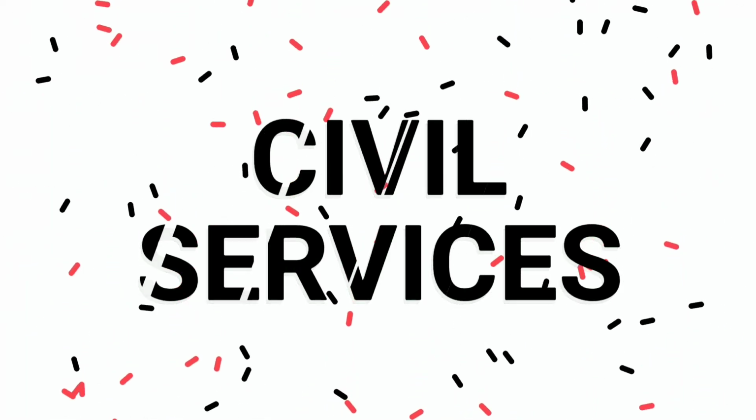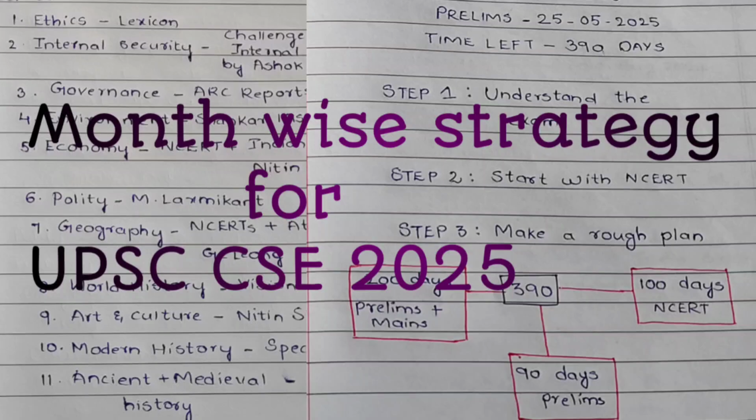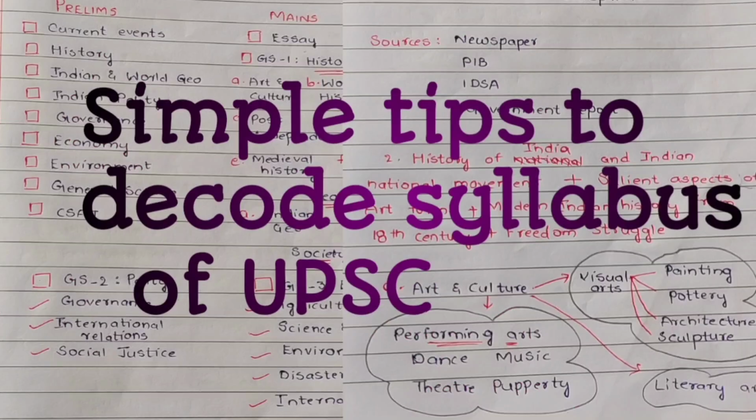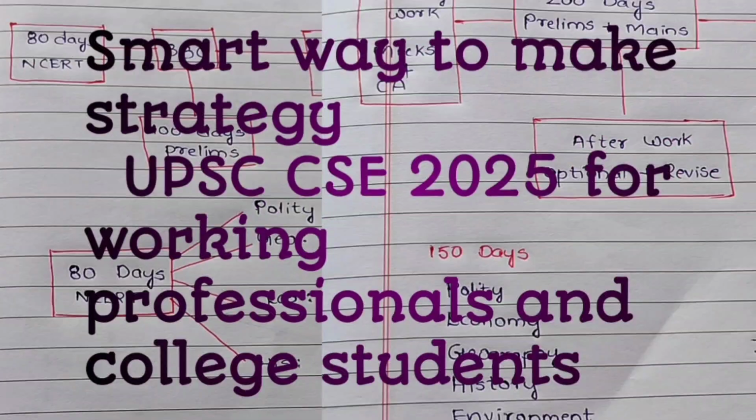So in our previous video we have seen how to prepare for UPSC CSE 2025. We have also seen how to cover NCERTs in 100 days. We have seen how to decode the syllabus for UPSC and also how to manage time for UPSC being a working professional. So in this video I'll clearly explain to you how to choose an optional and what are the things that I have done for choosing my optional subject.